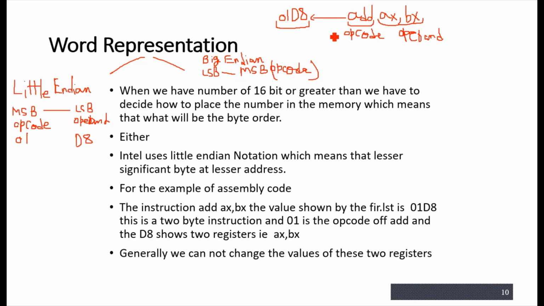So if the translation from assembly to machine code would be done using the big endian notation, then 01, which is the opcode, would appear on the right side, and the D8, which is representing the operands, would appear on the left side. This is the difference between little endian and big endian notation. The scenario we are using is based on little endian notation, so the left side word representation would represent the opcode in the machine code, and the remaining word bytes would represent the operands. Intel is also using the little endian representation.